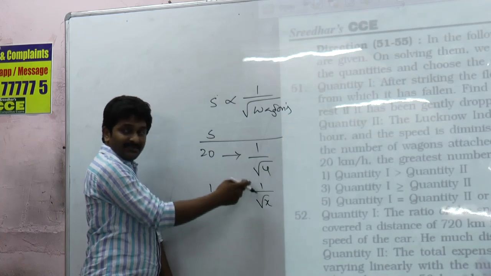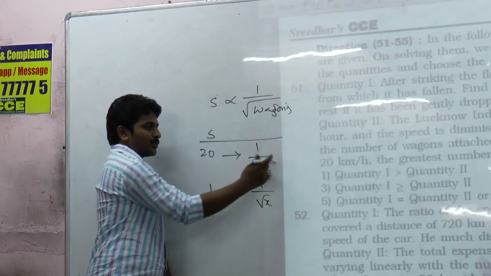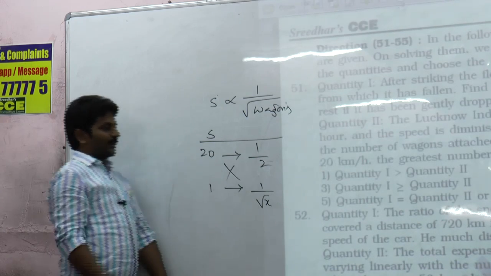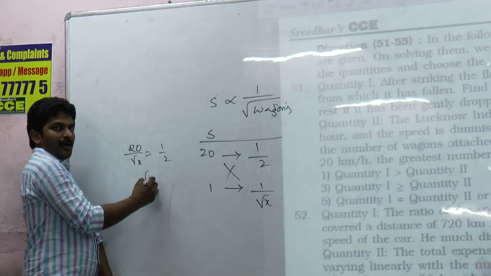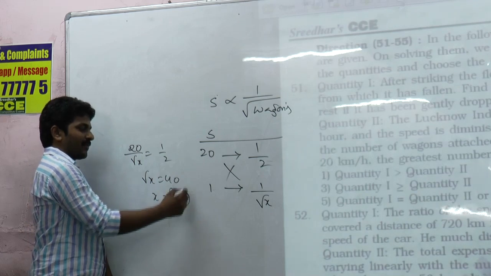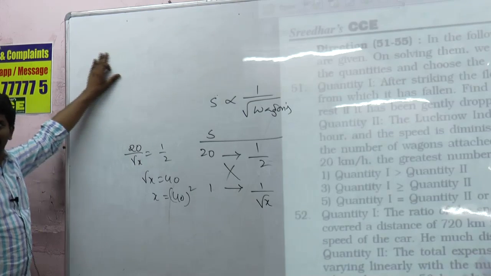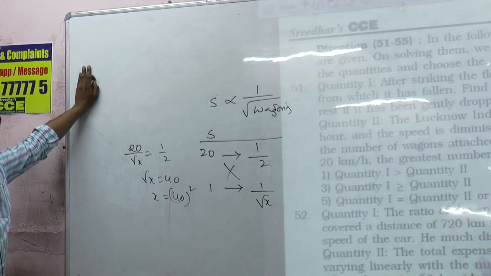As you are taking inverse variable here, you can go for cross multiplication. Under root 4 is 2. Go for cross multiplication. 20 by root x is equal to 1 by 2. Root x is equal to 40. x is equal to 40 square, 1600. Quantity 2 is more than quantity 1. Quantity 1 is only 50, right? Second quantity is 40 square, which is more than that.